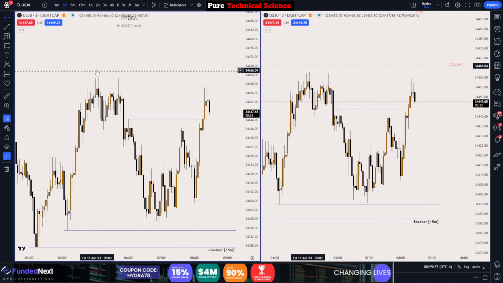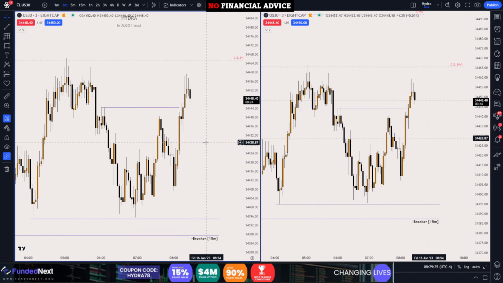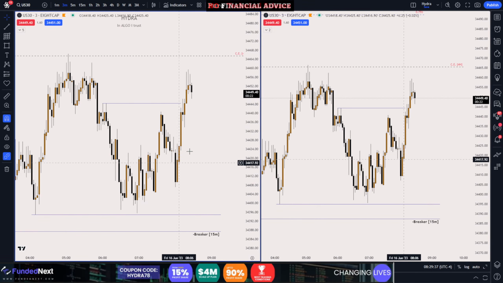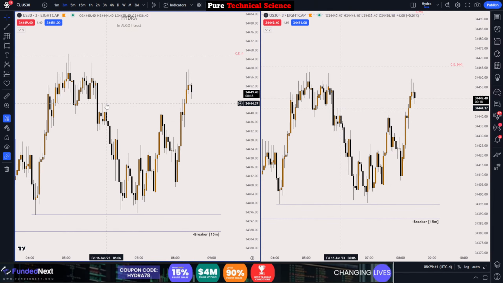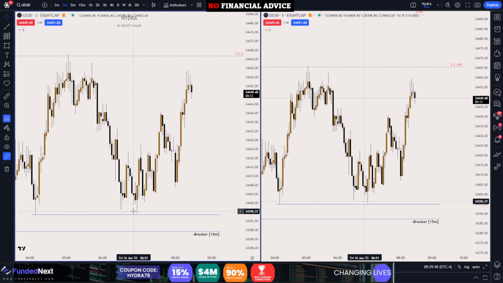Price generated relative equal highs here on the buy side liquidity. This high, which is relatively equal, then this high, which is also relatively equal. So price in my eyes provided liquidity aggressively towards the buy side liquidity, left these lows right here. If price is not taking these levels out before the high impact news, at high impact news we can expect to see these levels getting taken out.